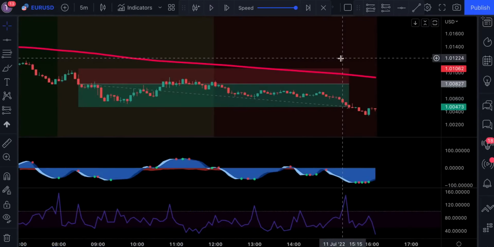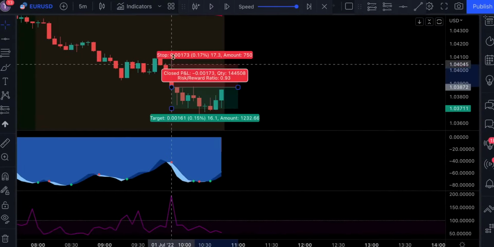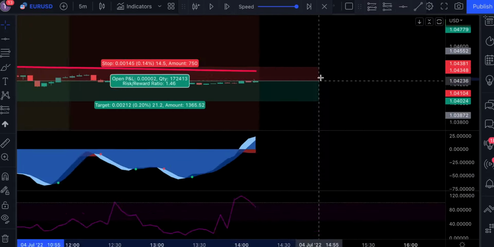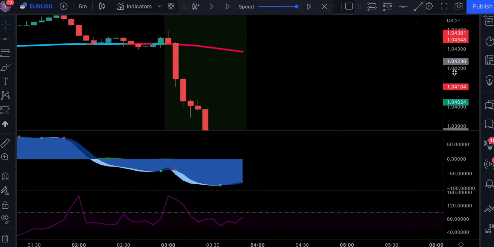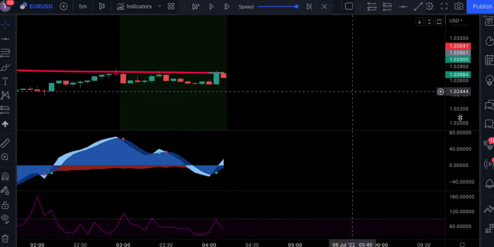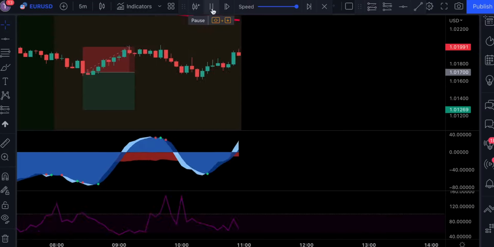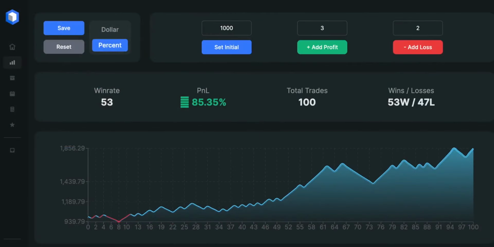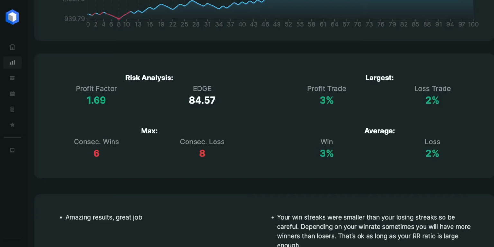Okay, now let's do our backtesting to find out how well the strategy performs during these sessions. Okay, so here are the results after 100 trades. The win rate for this strategy is 53% and we increased our account size by 85.35%. The profit factor is 1.69 and we had 6 consecutive wins against 8 consecutive losses.